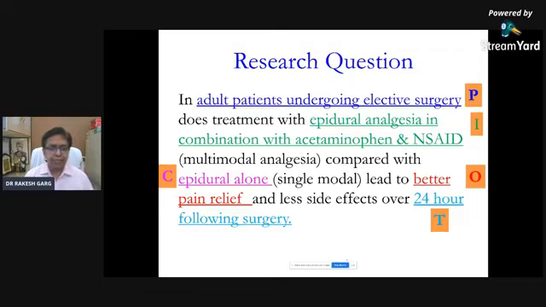Whenever you plan further research, ensure that you are clear. Now, in case I had mentioned adult patients, does treatment with epidural analgesia, if we say elective versus emergency surgery, the pain management would be different, and the choice of drugs would be different. That's why we define elective surgery here. So each PICOT component should be defined appropriately so that it gives you a good outcome in the form of analysis.